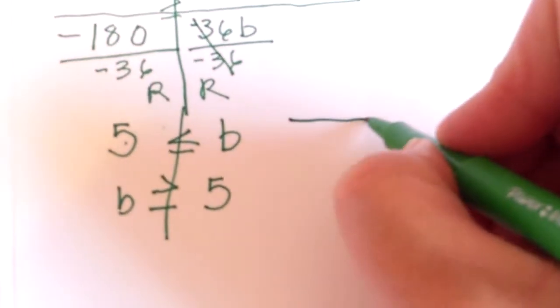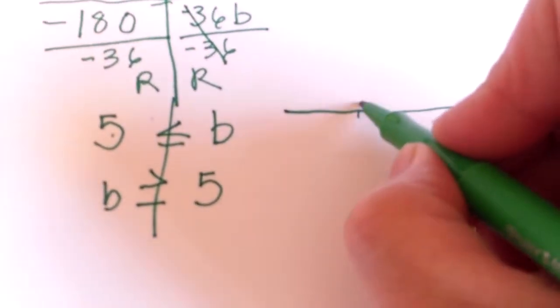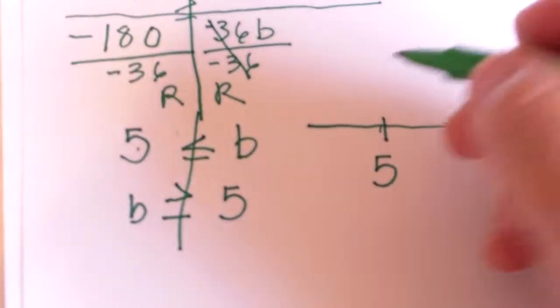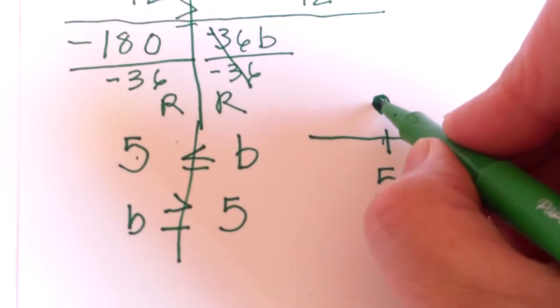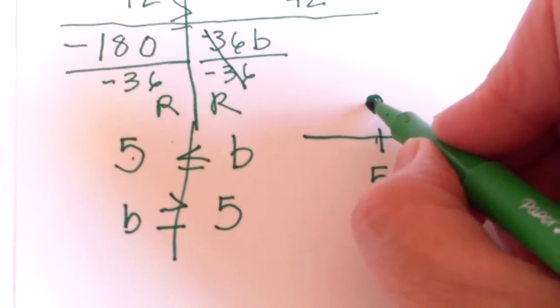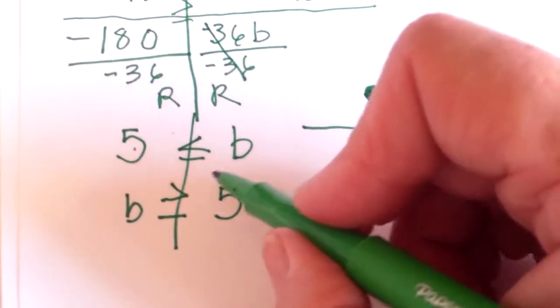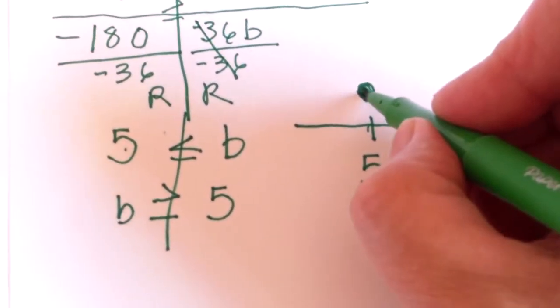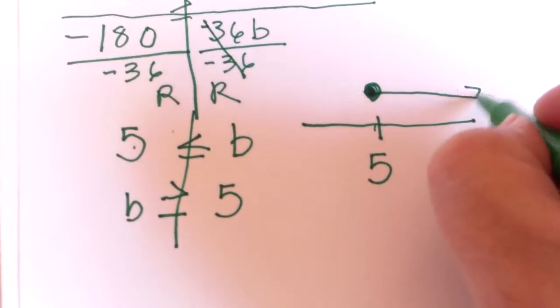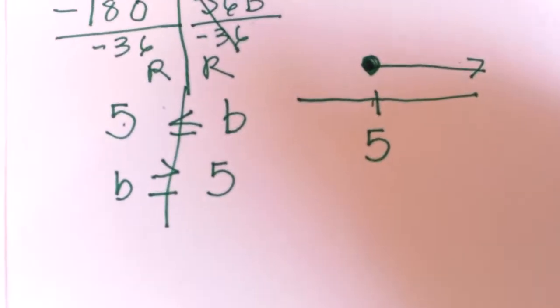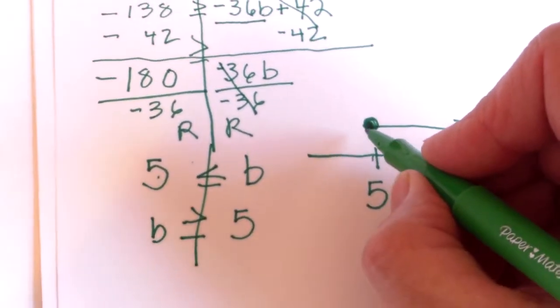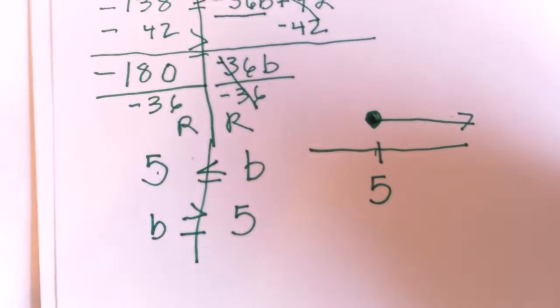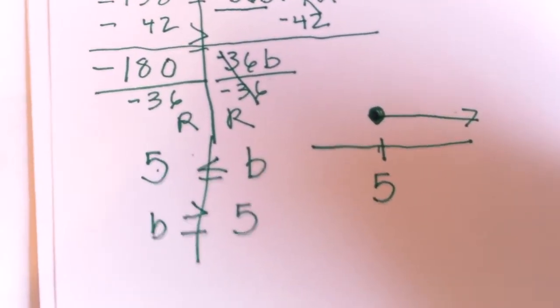And when I graph this precious little inequality, I begin at 5, and it's a closed dot, and B can be greater than or equal to, because look at the last time we flipped it. So that means B could be 5, 6, 7, 8, 20, 900, 8 million, whatever. But nothing less than 5. Okay, let's look at number 9.